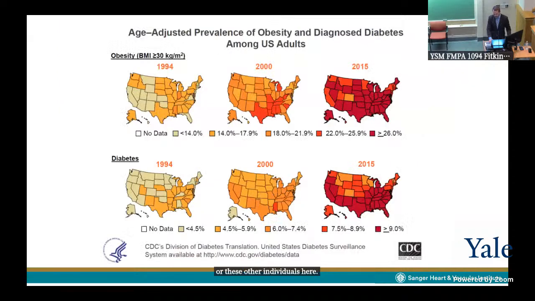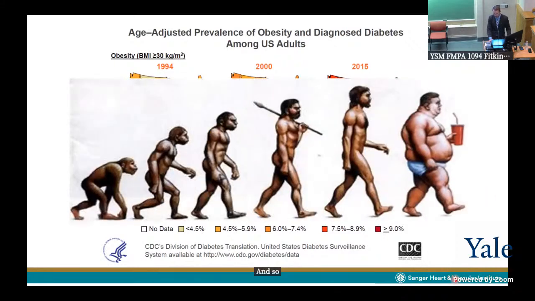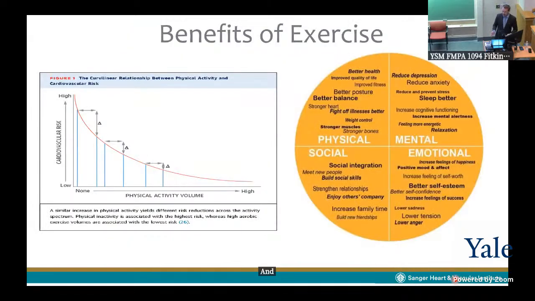And the reality is that we're facing, you can see over time, America is going on fire. This is basically looking at BMI, looking at diabetes over time. And so the population is kind of going in the wrong direction here. And so we have to recognize the benefits of it.